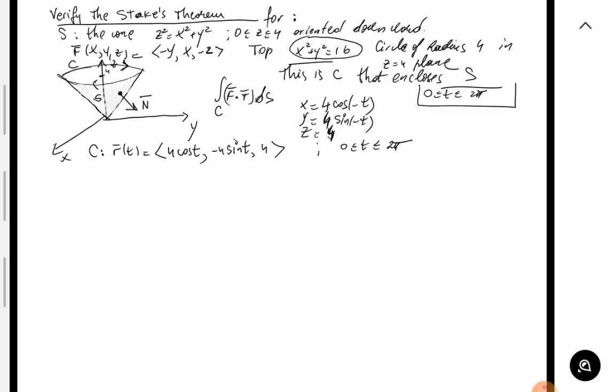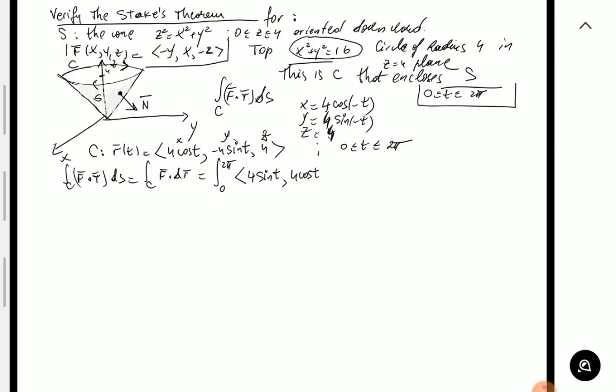The vector field is over here, right? It's minus y, x, minus 2. So therefore the line integral of F dot T ds, which remember another notation is F dot dr, right? Is you dot the vector field evaluated at the curve. So basically 4 cosine will be x, minus 4 sine will be y, and z will be 4 plugged into the vector field. So the vector field becomes minus y, which is actually 4 sine of t, and then x, which is 4 cosine of t.